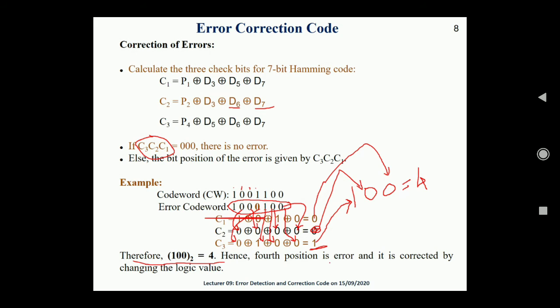Hence the 4th bit position is in error, and it is corrected by changing the logic value. When the 4th bit position is 0, we convert it to 1. And when we convert it to 1, we get our valid code word 1001100.